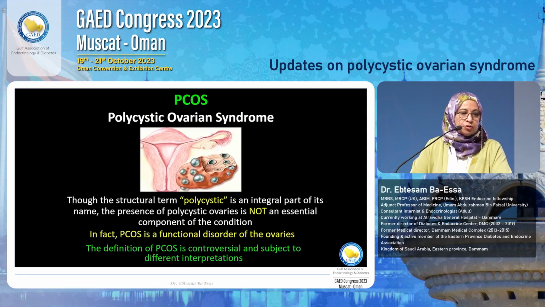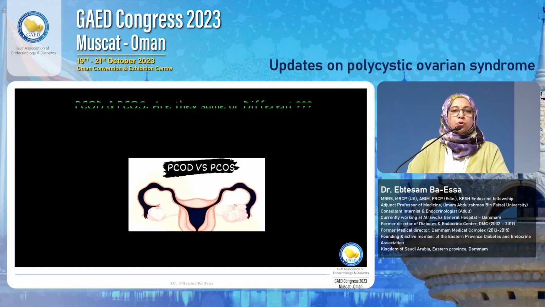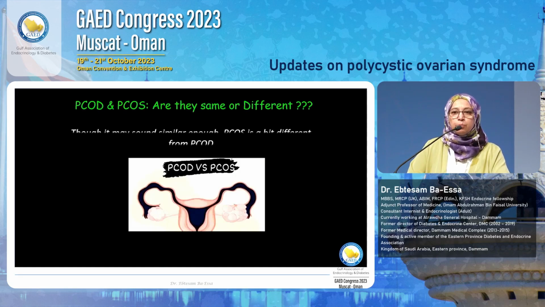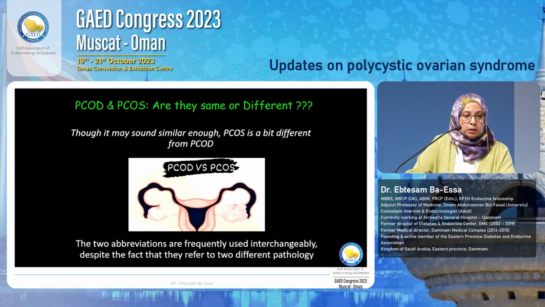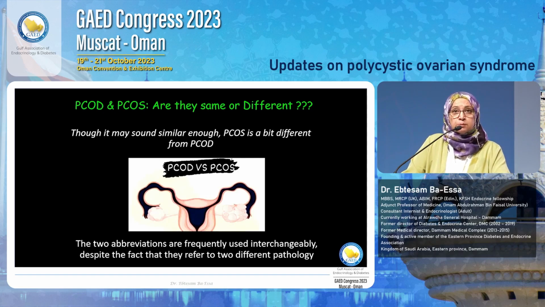Though the structural term polycystic is an integral part of the name, the presence of polycystic ovaries is not an essential part of the condition. In fact, polycystic ovary syndrome is a functional rather than structural disease. And the definition of polycystic ovary syndrome is still controversial and subject to different interpretations. So is it polycystic ovary syndrome or polycystic ovary disease? Although they are used interchangeably and may sound similar, there are slight differences between the two.